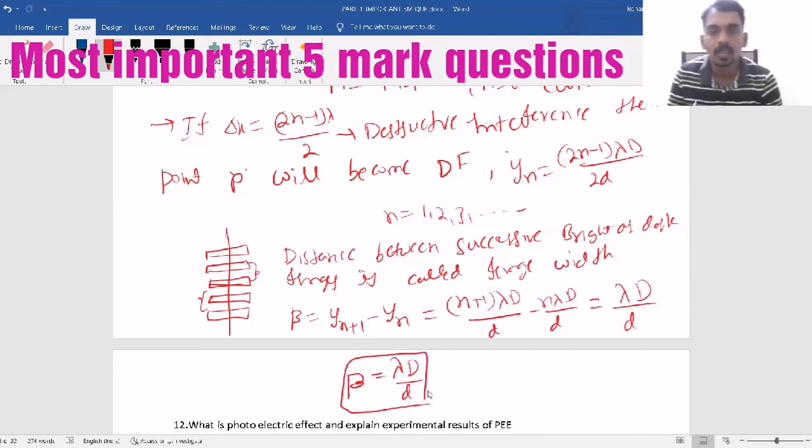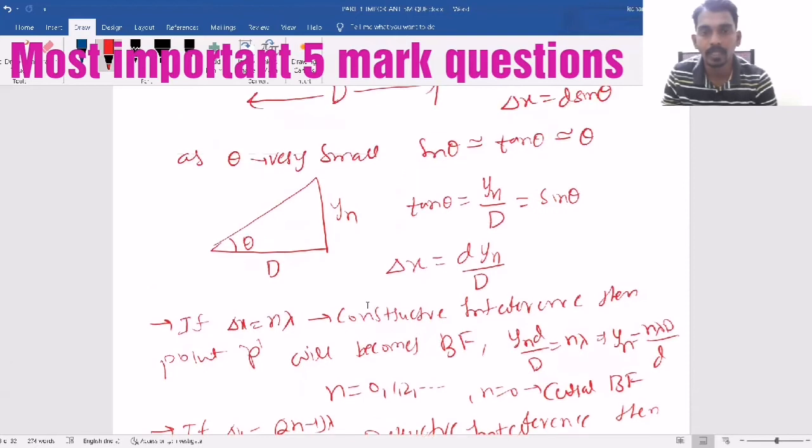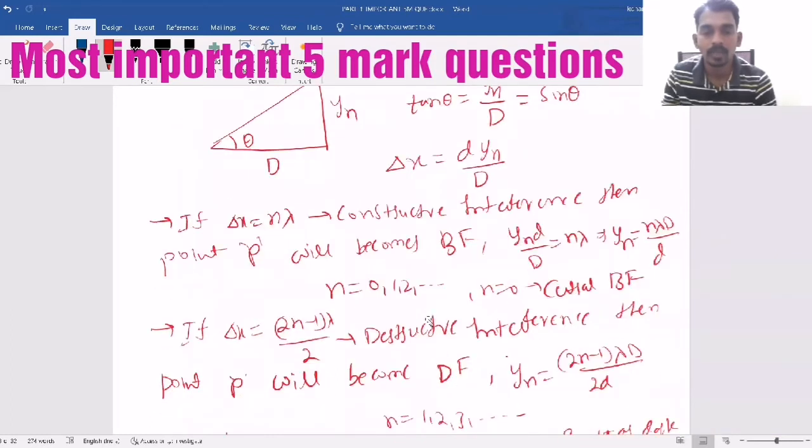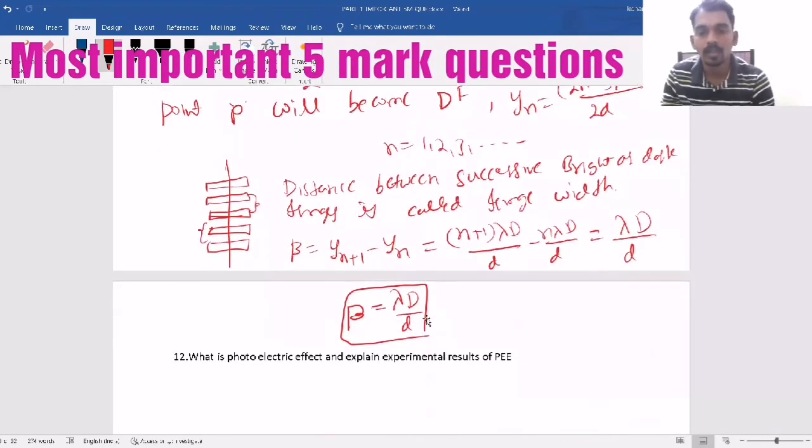You can take even the dark fringe also; the same answer you will get. So that is the derivation for the dark or bright fringe width in the interference pattern, that is how you can derive the fringe width in the interference pattern using Young's double slit experiment. So just try to understand what is the condition of constructive and destructive interference, and how to find the path difference between the light waves coming from S1 and S2. Then how to equate the two conditions. Then how to derive the relation for fringe width.